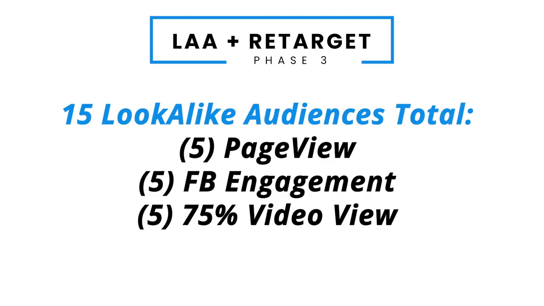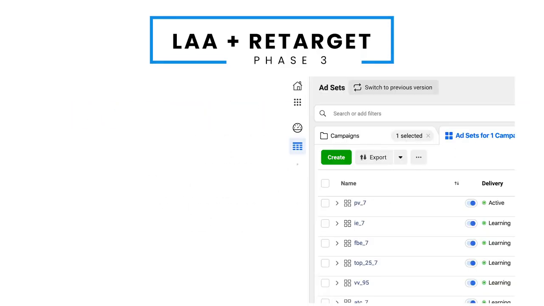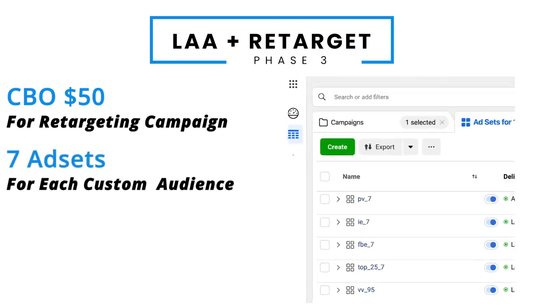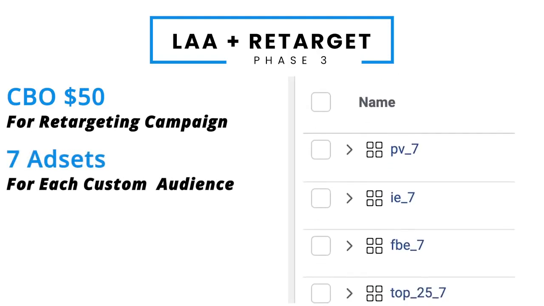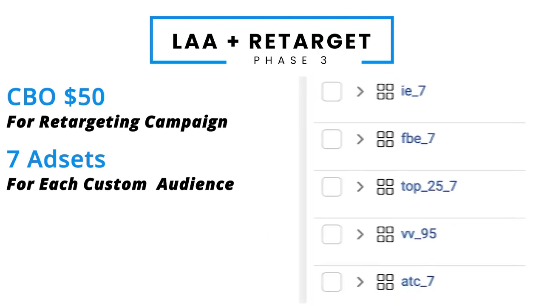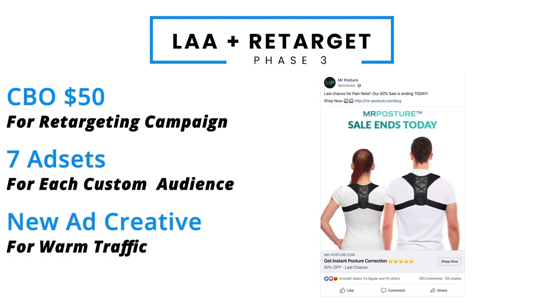Now that we have all of the custom audiences and lookalike audiences we need for retargeting and testing, let's go back to Ads Manager. First, set up a retargeting campaign by creating a campaign exactly the same as the first phase with CBO optimization turned on and a daily budget of $50. Then make 7 ad sets just like the first phase, except this time target one of your custom 7-day retargeting audiences instead of an interest. Then, within each of the 7 ad sets, you should make a new ad creative that is more geared towards warm traffic. We like to use photo ads with a strong call to action like sale ends today, with a clear picture of the product. You can also test multiple creatives within each ad set and kill off the bad ones after 2 days.